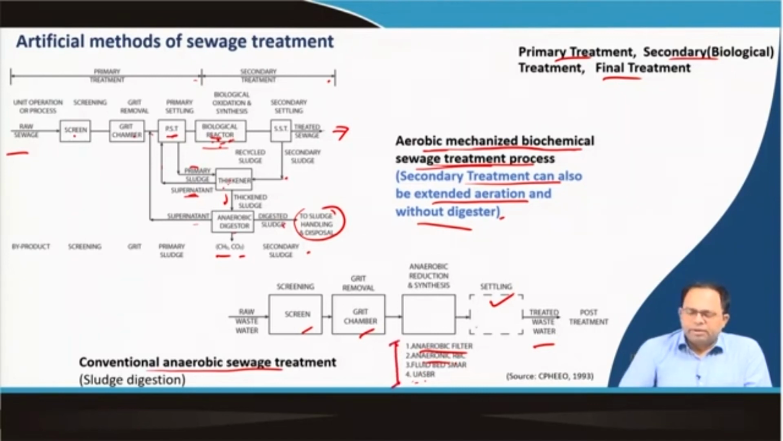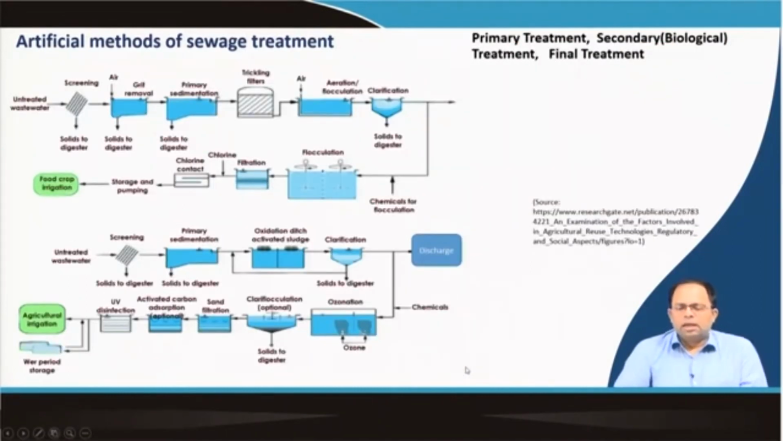So, this is where we can say that only biological treatment is also adequate. We can just do a primary treatment and let the sewage out. Similarly, we can only do biological treatment and let the sewage out as well. So, these are two more arrangements of sewage treatment plants, where you can see that we are reusing the water for some amount of irrigation or food crop irrigation.